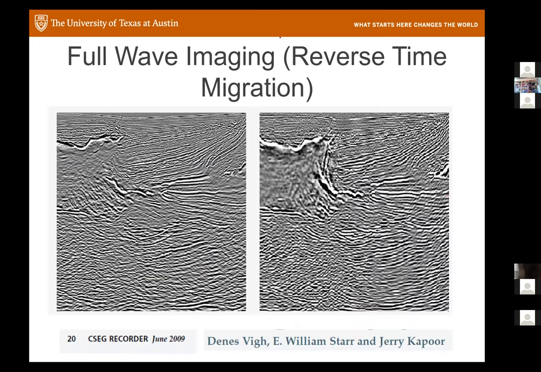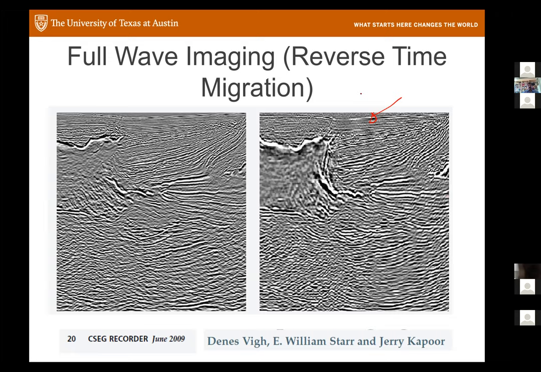Now, having talked about modeling, let's mention briefly what RTM is. Here is an example from a published paper. On the left-hand side, I have an image of a data set that has been created using Kirchhoff migration, which is asymptotic theory based, or ray theory based. On the right-hand side, I have an image of the same data, but computed with full wave equation migration. This is reverse time migration. You can see a huge difference between these two.